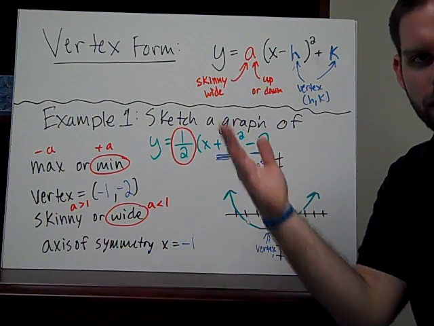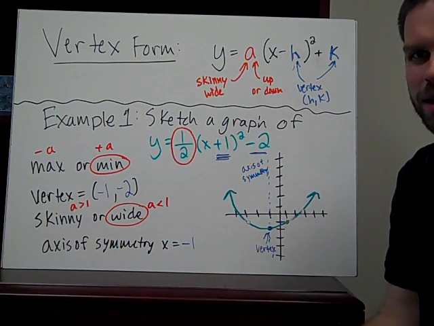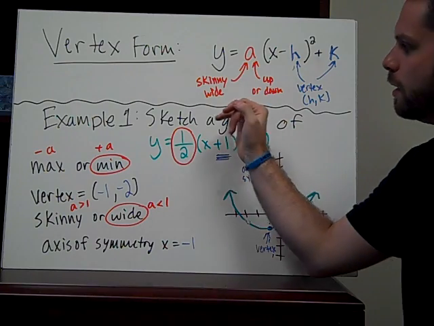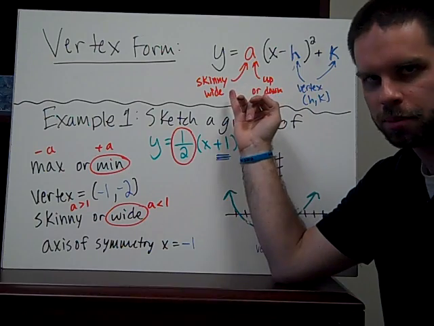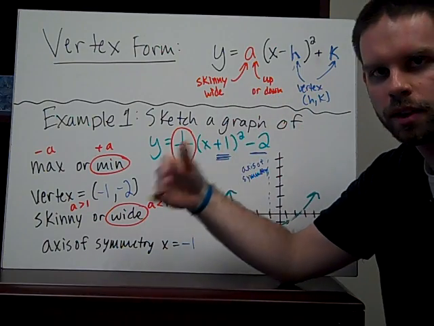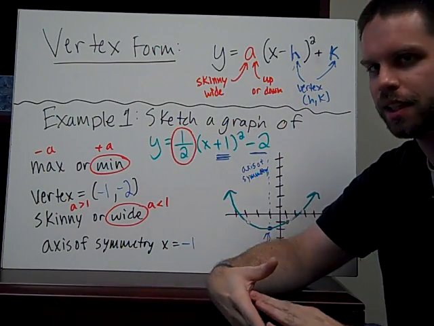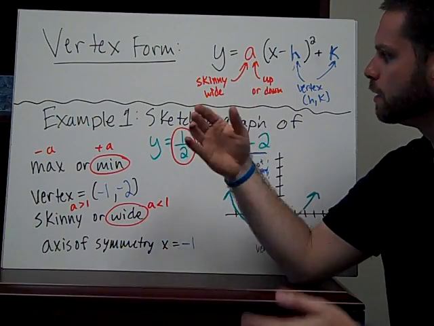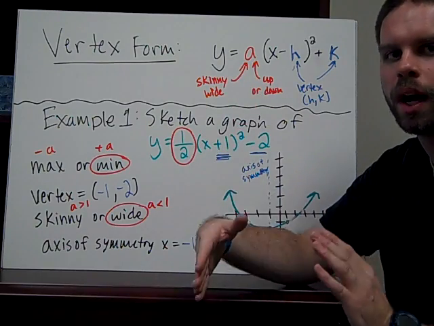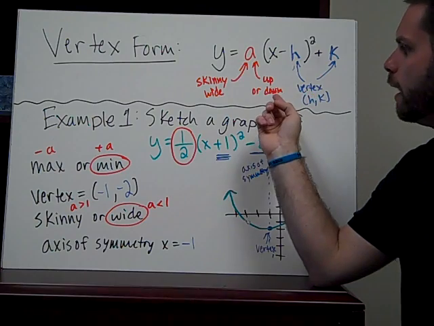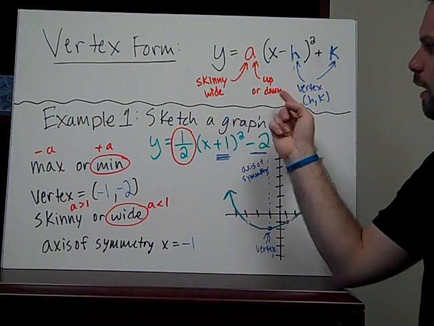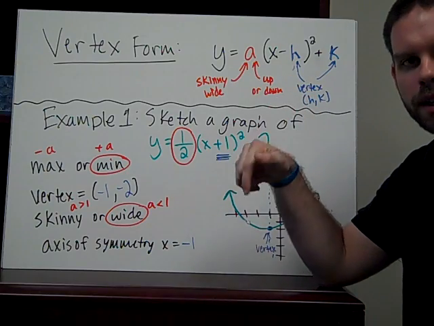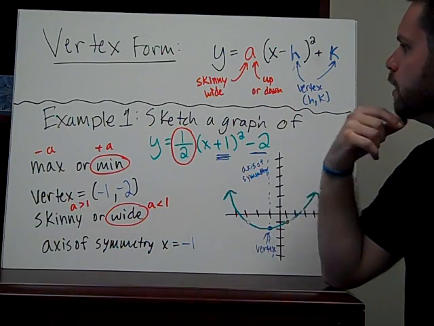What's nice about the vertex form is that it tells you a lot of information right away. So the a tells us if it's skinny or wide. If your a number, that number in front of the parentheses, is bigger than 1, then it'll be a very skinny U. If your a is smaller than 1, it'll be a really wide U. a also tells you if it's up or down. If a is positive, the graph faces up. If a is negative, the graph faces down.